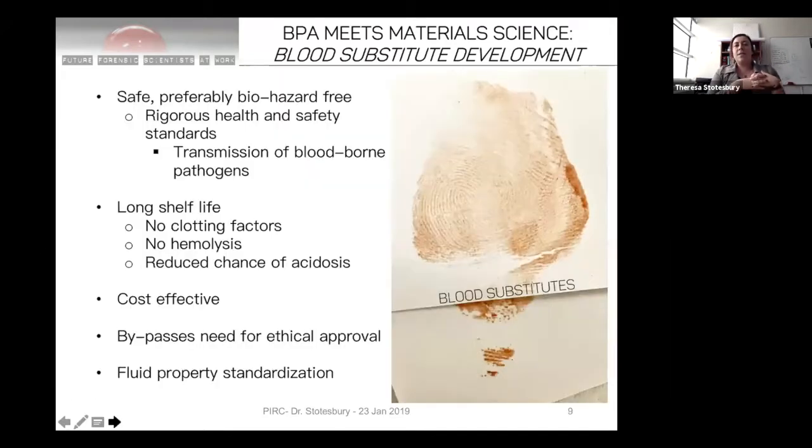So at the end of the day, the take-home messages about making blood substitutes are that we can make materials that are safe and easy to use, say in the classroom or particularly in the training environment. So they definitely bypass a lot of health and safety standards. They're free of bloodborne pathogens.